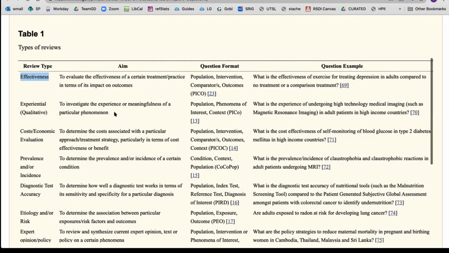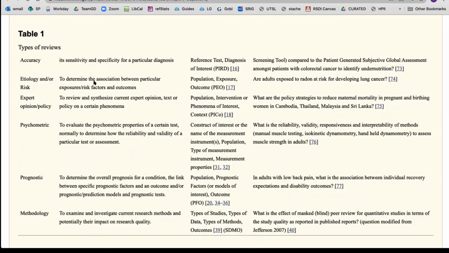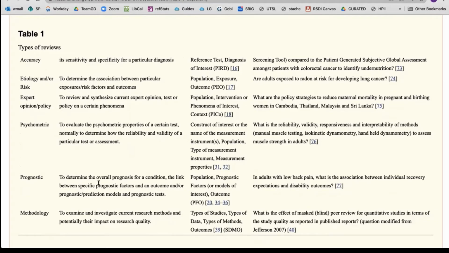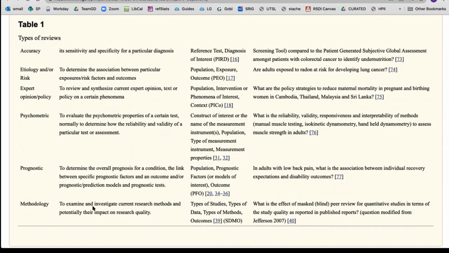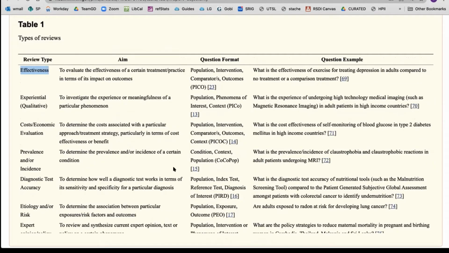Am I trying to get a sense of etiology, when an exposure creates a certain kind of outcome? Or is this really a prognosis question? Or am I really trying to get a sense of mapping all the methods that have been used here? So a guide like this can help you then think through how your question maybe should be structured and what the important pieces are in that question.